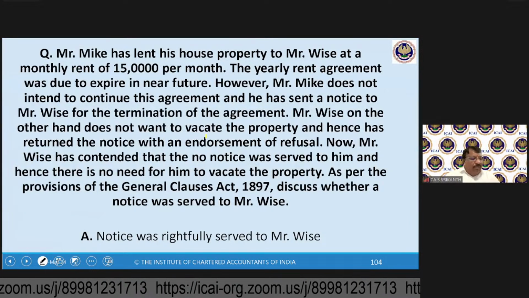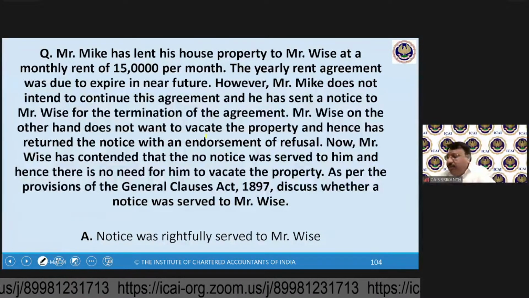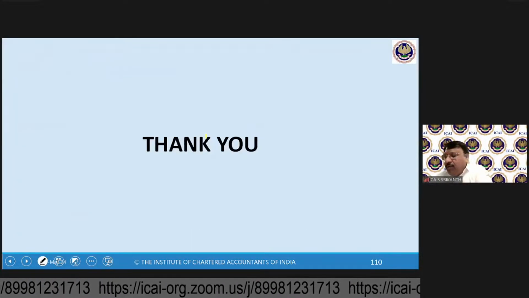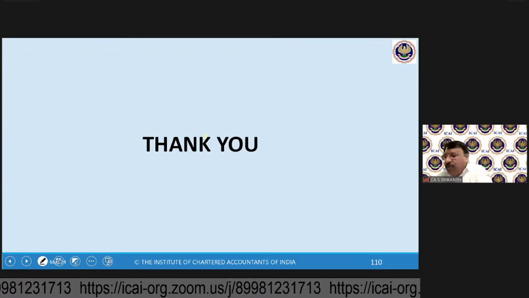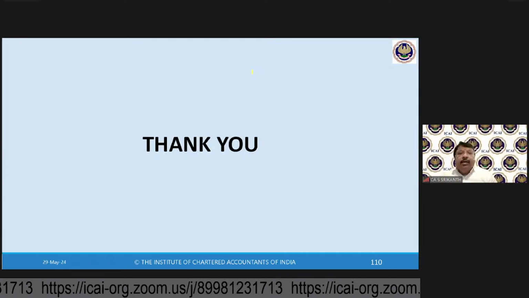So I have covered these points selectively. I have not covered them in extenso, but in the long lecture, you will find it there extensively. You can go through it. Now I'm going to move on to interpretation of statutes, which is similar to this. So if you want to go there, once again, I will share my screen.